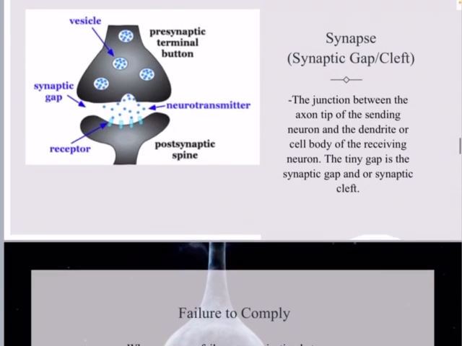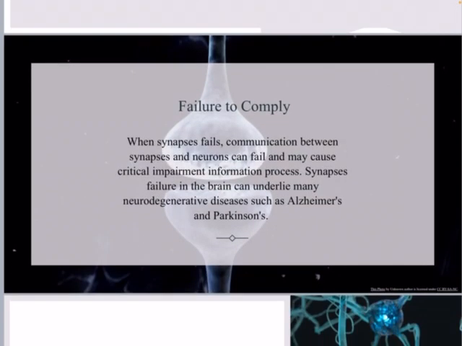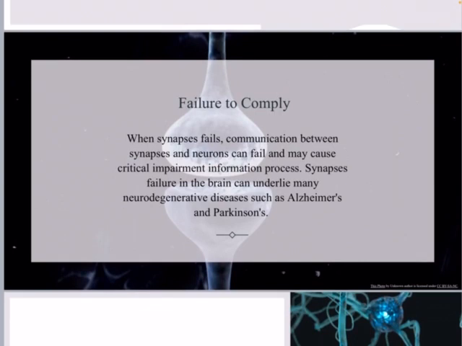The synapse. Synapse is the junction between the axon tip of the sending neuron and the dendrite or cell body of the receiving neuron. The tiny gap is the synaptic gap or the synaptic cleft. When synapses fail, communication between the synapses and neurons can fail and may cause critical impairment in information processes.